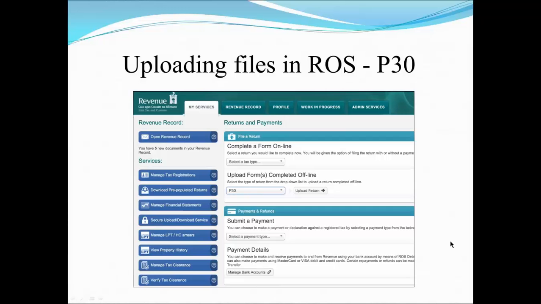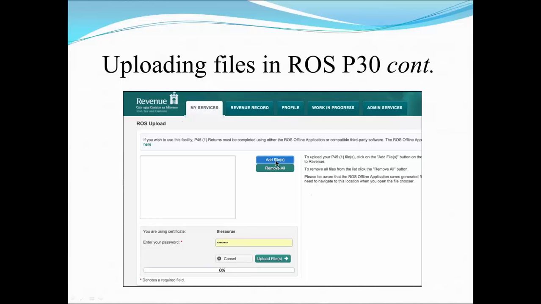So in your ROS utility then, again, it's My Services, upload form completed offline again, and you're selecting P30 from your drop-down listing and upload return. And again, you're adding file, browsing to where your P30 has been saved, enter your password and upload file there. And again, you receive acknowledgement then.